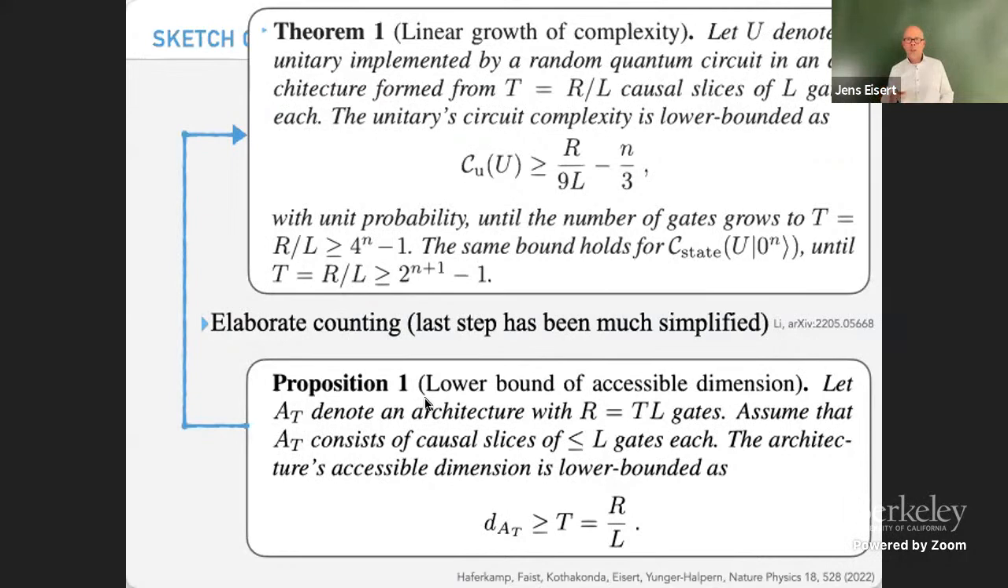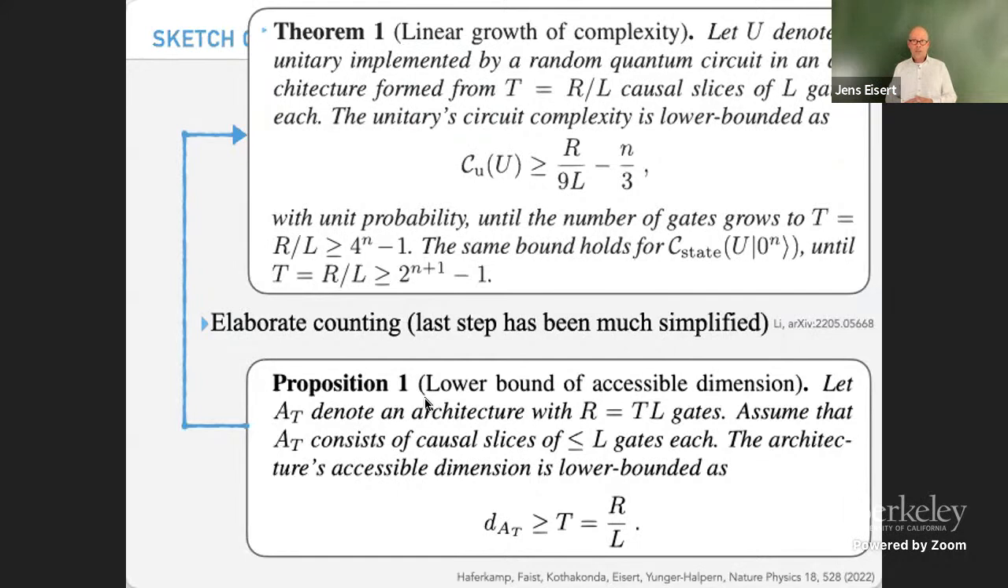It's not a counting argument. It's not a back of the envelope calculation, but it's a rigorous argument with unit probability over the realizations of the random circuit until the number of gates grows to this number here, which is exponential in the system size, which is the point when the complexity flattens and we expect this saturation to happen. The same bound holds for the state complexity, again, until a time or a depth, if you want, that is exponential in the system size.